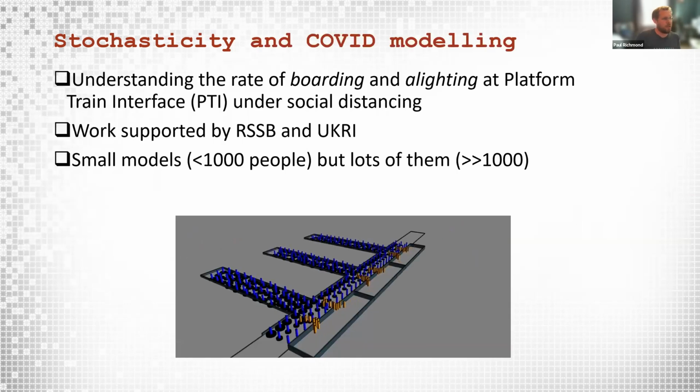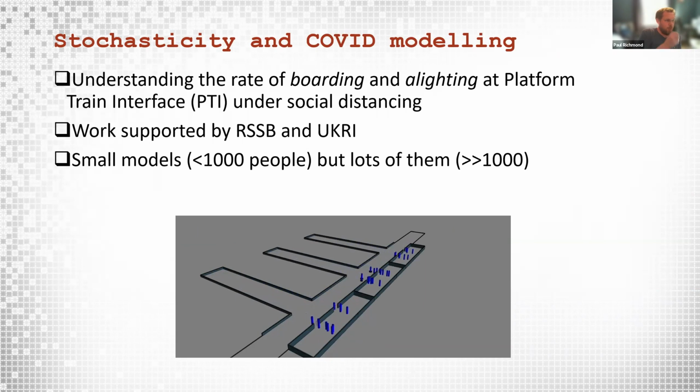And this is something that we've had to address with some of the modeling that we've been doing recently. So we've been doing some COVID simulation, not epidemiology, but simulating pedestrian movements around the train platform interface. This is work that's been supported by RSSB and UKRI. And this is typically quite small models. So we know that we need hundreds of thousands of threads to keep the GPU busy.